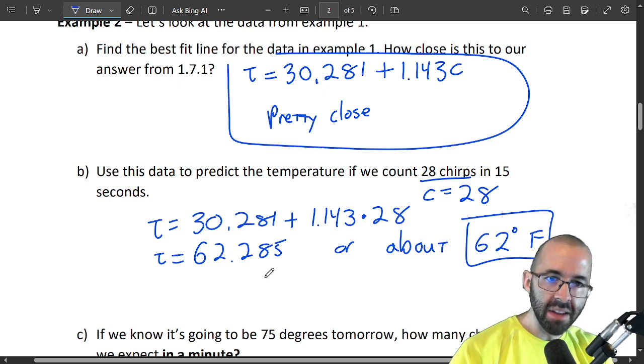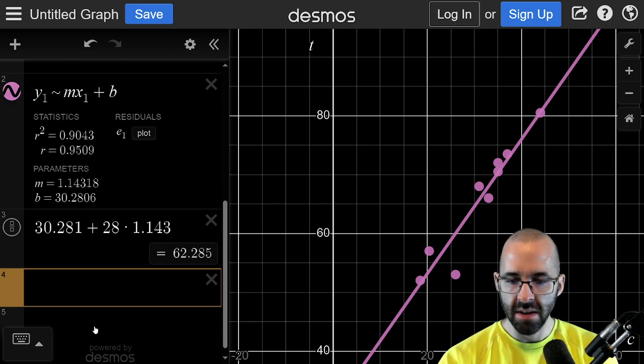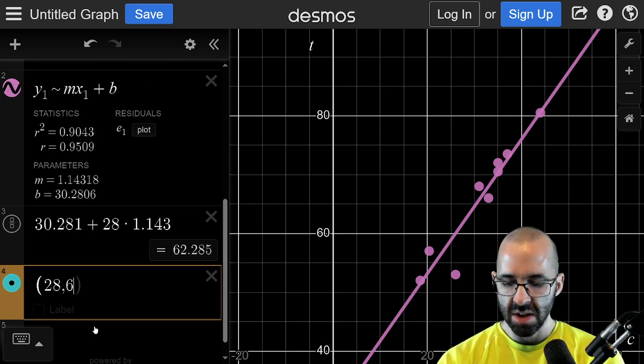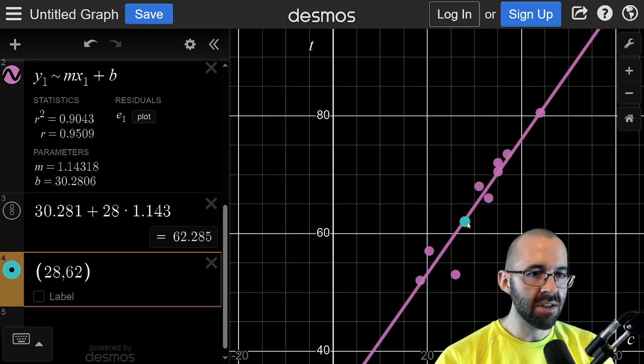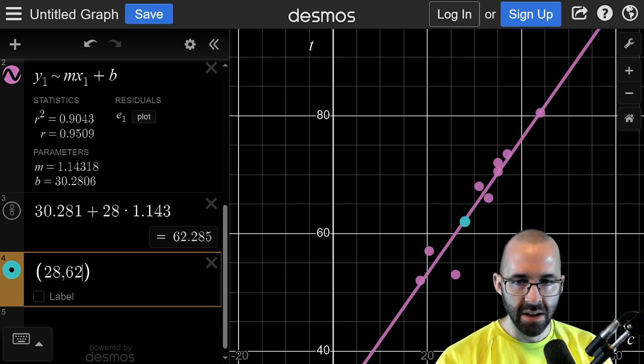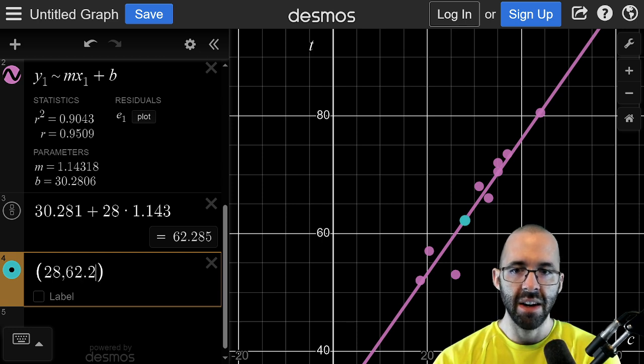And if we plot this information, 28 chirps, 62 degrees Fahrenheit, that's the blue point. That's our approximation. We're using the line to approximate the data. I rounded a little bit. It should be 62.285.